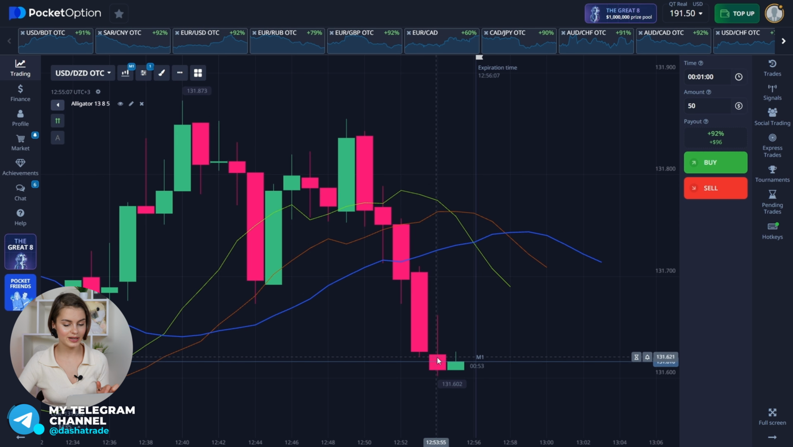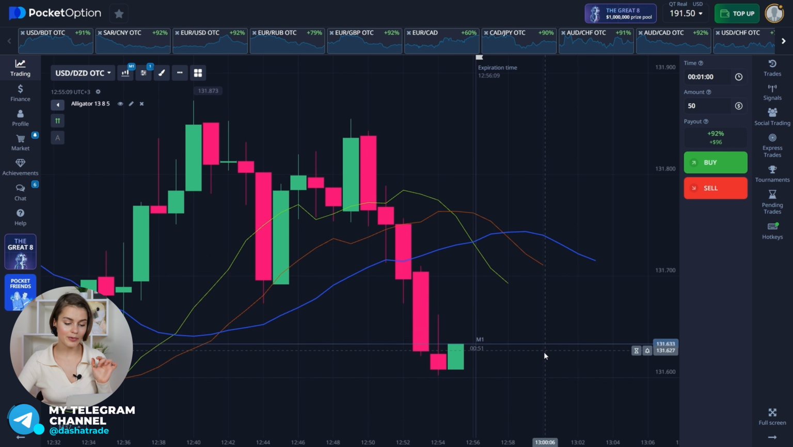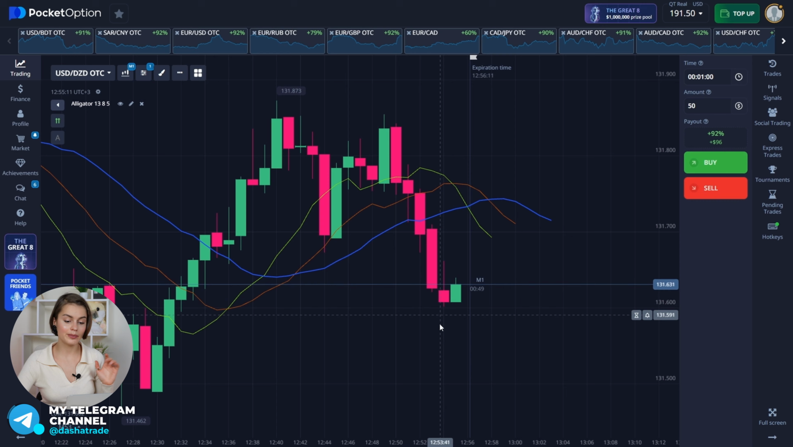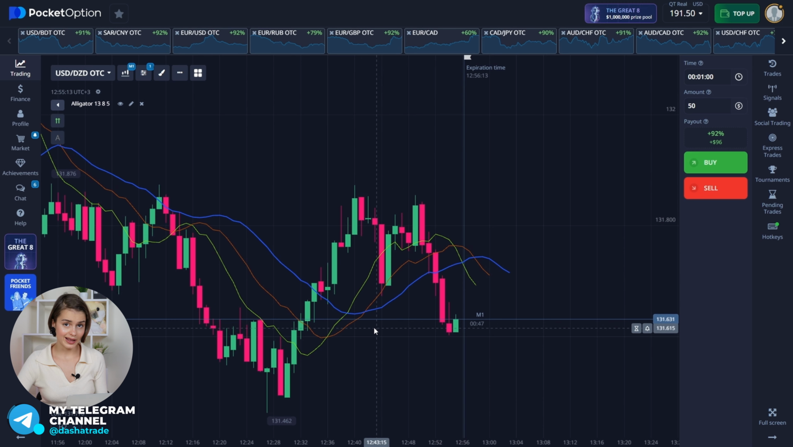We had a good downward movement. Although initially we had an upward candle, the seller turned out to be stronger and bought the candle in their favor. Okay, let's move on.